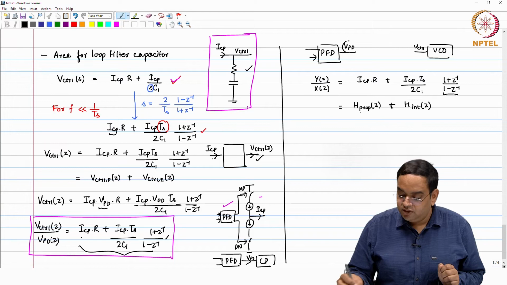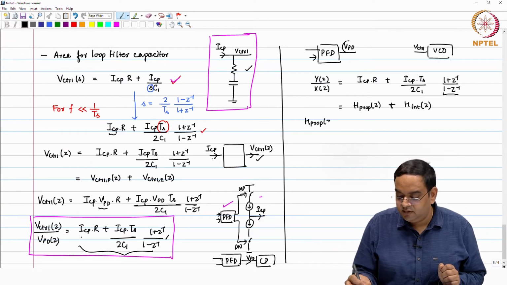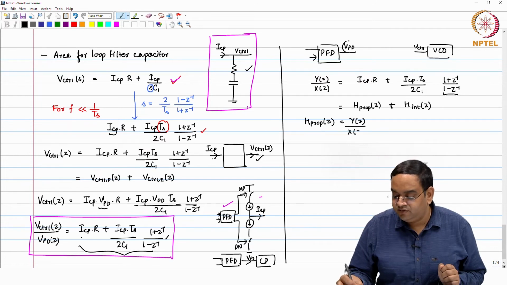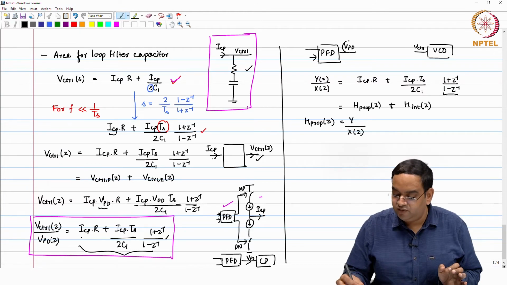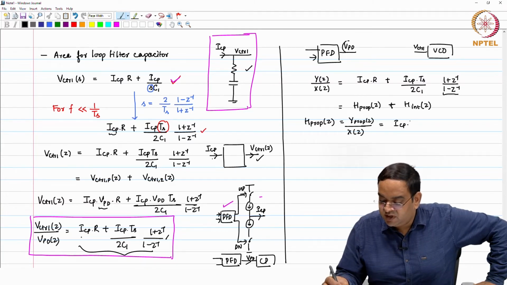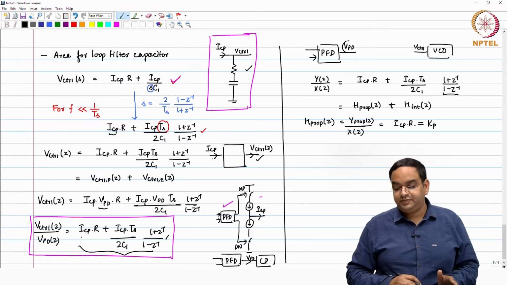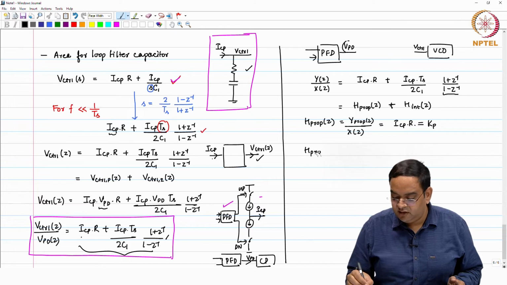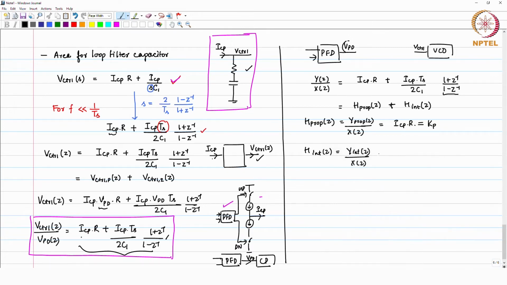So if you look at H proportional of Z, it is Y of Z by X of Z. So H proportional is Y proportional of Z by X of Z, which is equal to ICP times R, which I can call K p. Similarly, H integral of Z is equal to Y integral of Z by X of Z, and this is equal to ICP TS by 2C1 times 1 plus Z inverse by 1 minus Z inverse, which is Ki into 1 plus Z inverse by 1 minus Z inverse. So this is the transfer function which you have.